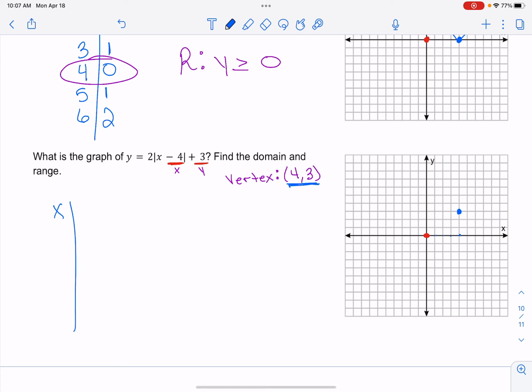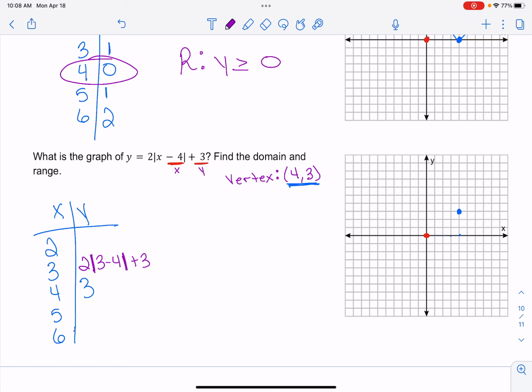All right, so now we can make our chart. We have our vertex at 4, 3. We put those 2 numbers above, 2 numbers below. And now this one is a little more tedious, so I'm going to go ahead and actually write it out so you can see kind of where all these steps are coming from.